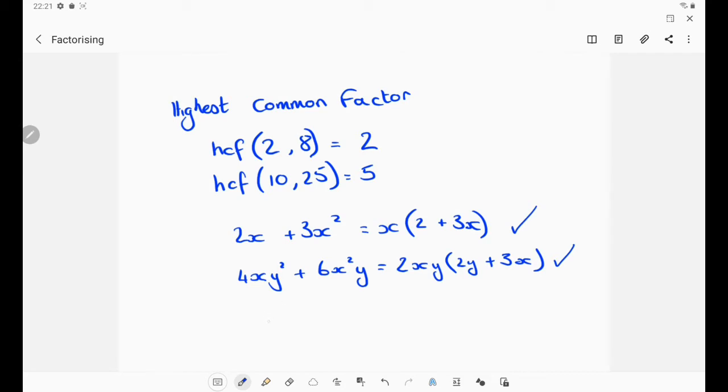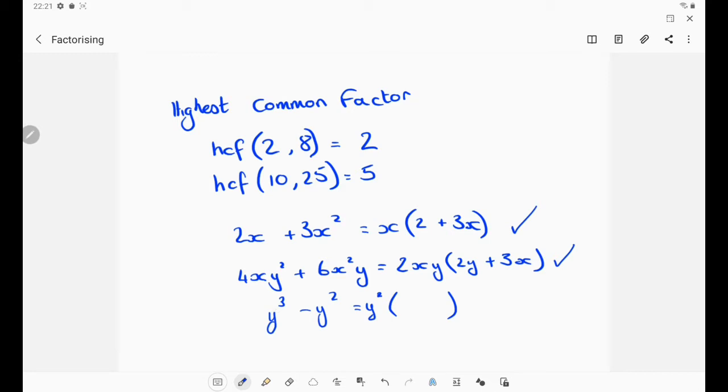Last example here. What if we have y cubed take away y squared? Well, there's no numbers, so we get to ignore those. We have y's. Now, this is important. How many y's are there in each? The first one we have y times y times y, 3 of them. The second term we have y squared, so there's 2 of them. The biggest amount that's in both is 2. So it's y squared on the outside, rather than just x or just y as we've seen above.